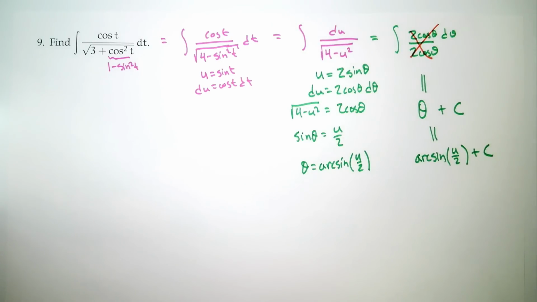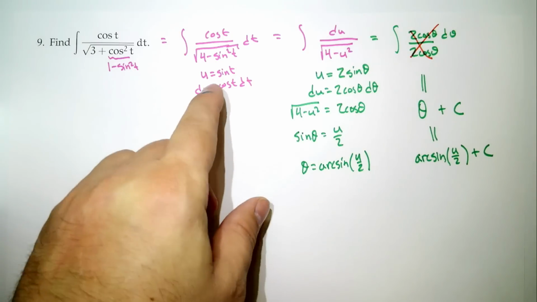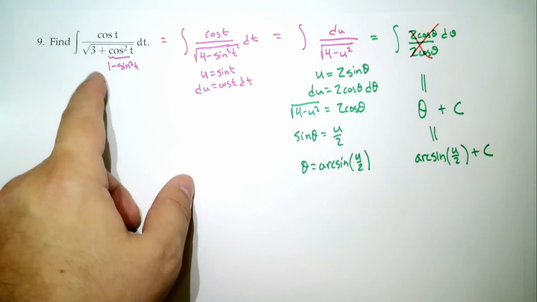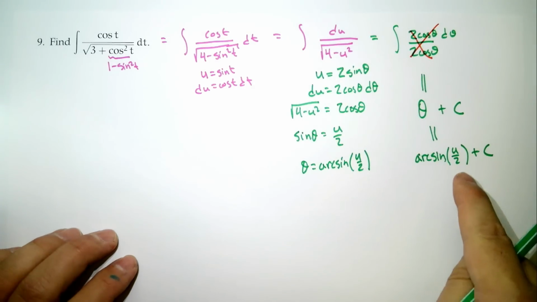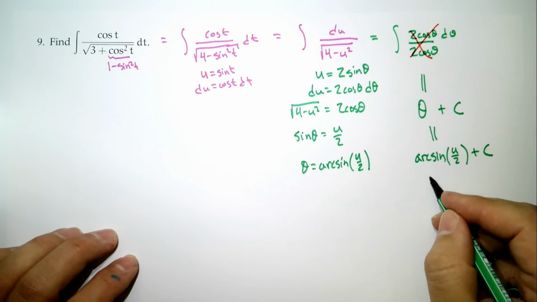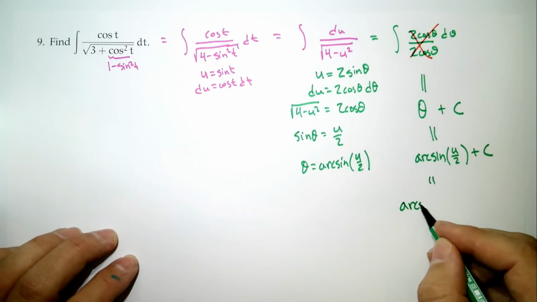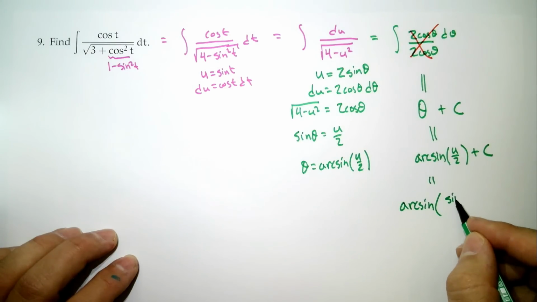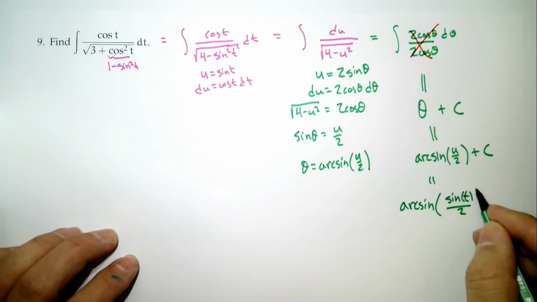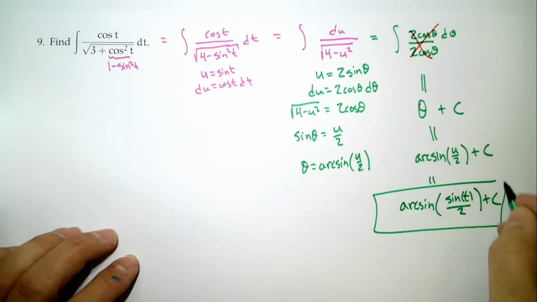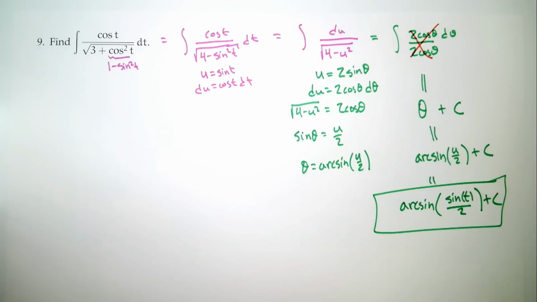Are we done? No, because what do we need? We got to go back to t, because we started in t, so we have to end in t. So we say, okay, but what is u? The answer is that u is sine of t. And there we go. So the integral of cosine of t over the square root of 3 plus cosine squared of t is arc sine of sine of t over 2 plus c.